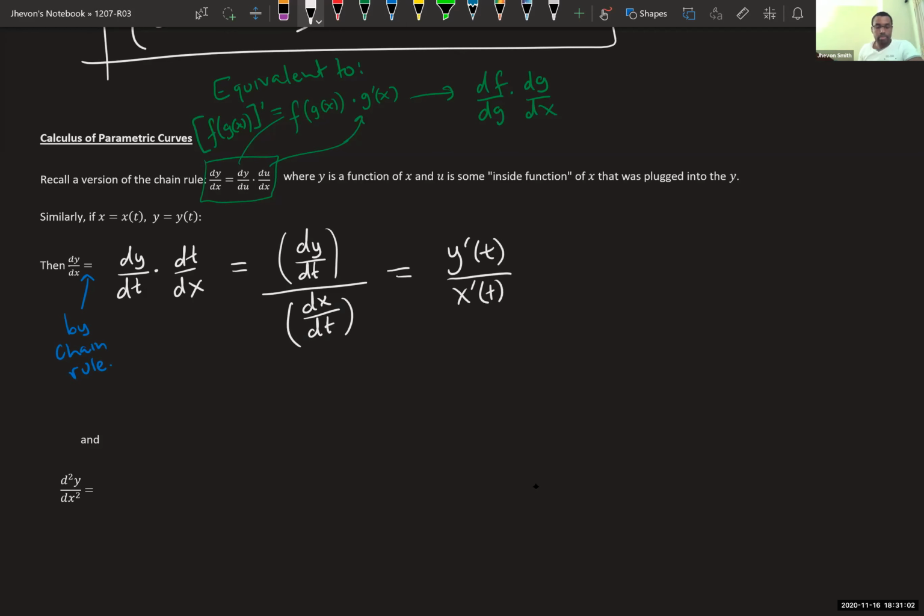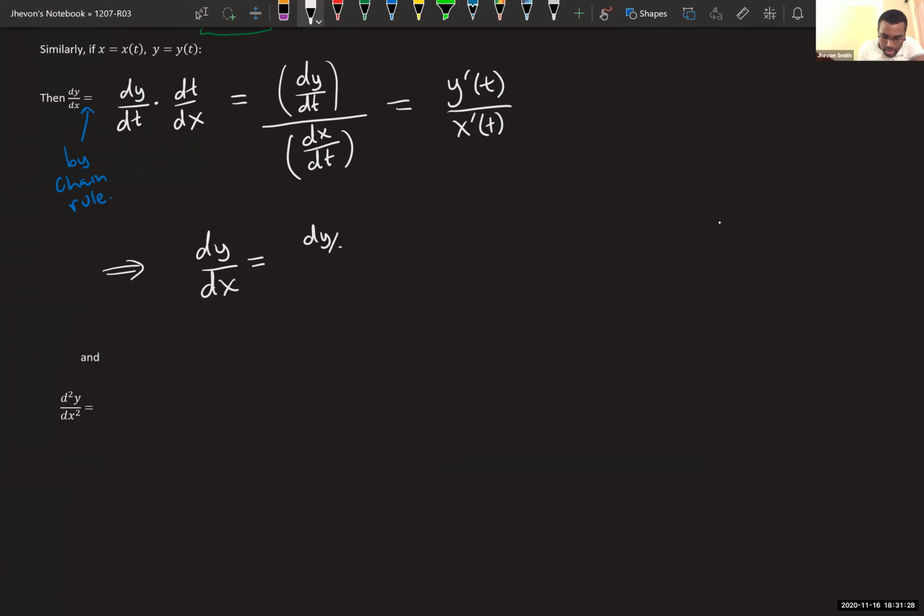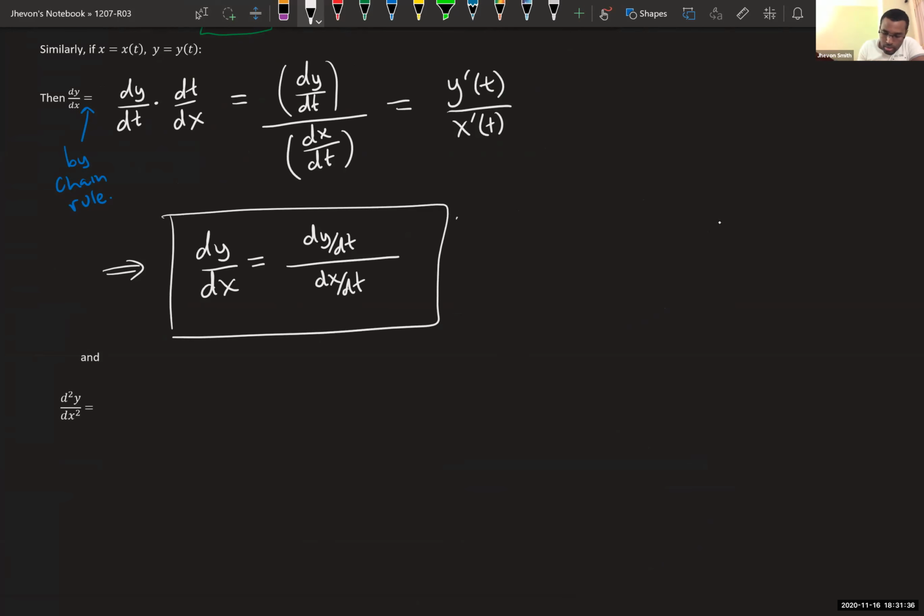Maybe I didn't put that in a box. I didn't type that in a box, so let me actually write it out. So dy/dx, I can think of it as dy/dt over dx/dt, where t is a parameter, if x equals x of t, y equals y of t.